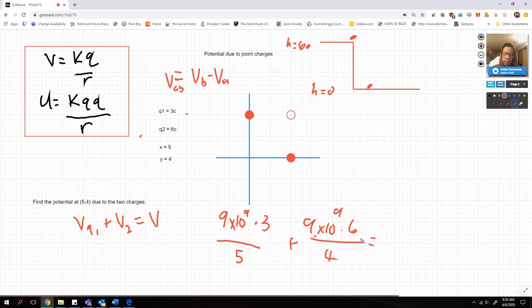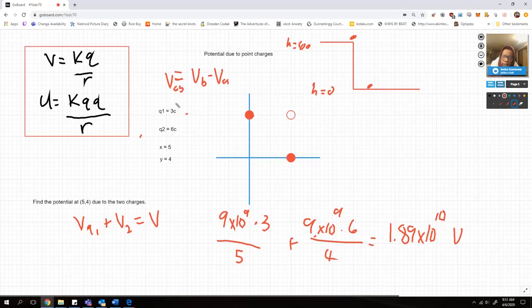So that's going to be equal to, let's find out, 9 times 10 to the ninth times 3 divided by 5, 5.4 times 10 to the ninth, plus 9 times 10 to the ninth times 6 divided by 4, 1.35 times 10 to the 10th, is going to be equal to 1.89 times 10 to the 10th. And this is in volts. So this is a big number.